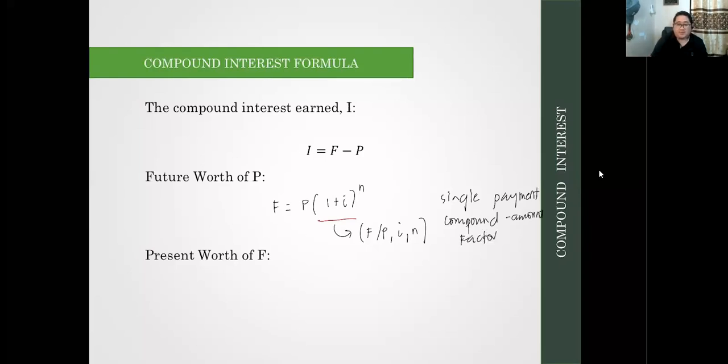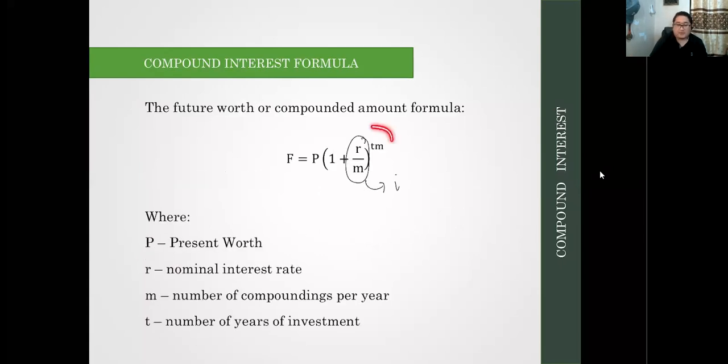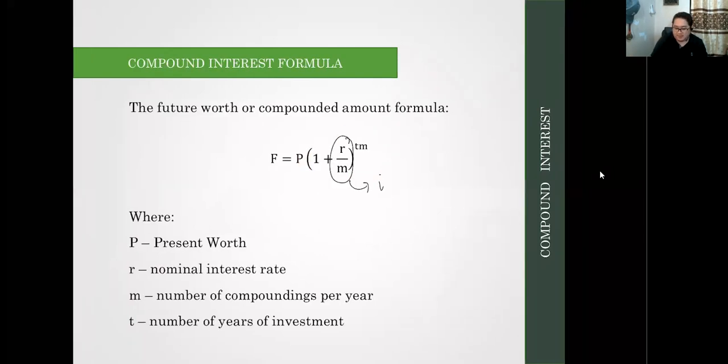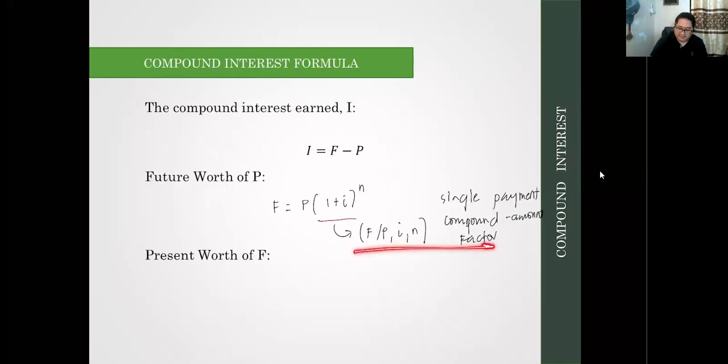If, for example, you're asked to find the single payment compound amount factor of the problem, the formula it pertains to is just this one, or the 1 plus r over m raised to tm. Okay? So this is the notation, but it's the same. And then, for present worth, we can manipulate the formula.